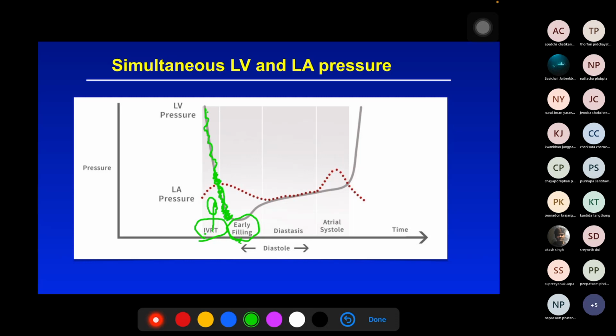It fills until the LA pressure and the LV pressure are equalized. See this one. So this phase is called diastasis. And the last one is the atrial kick. The atrial kick is here, to push the last part from LA to the LV. This is the atrial systole. You can see the atrial kick from the ECG. It follows the P wave on the ECG.